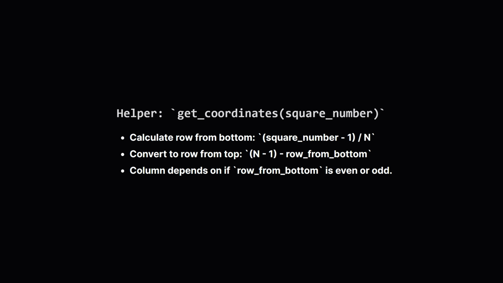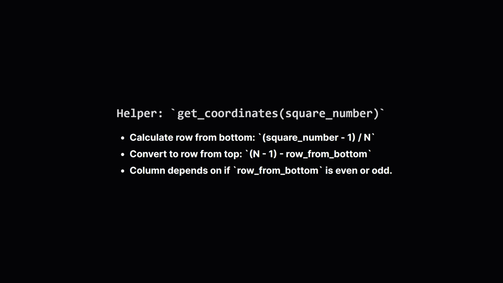Let's think conceptually about how this helper function, let's call it getCoordinates, would work. Imagine n is the number of columns or rows, since it's an n-by-n board. If we have a square number, first it's often easier to work with 0 indexed numbers, so we might think of it as square number - 1. To find the row, counting from the bottom up, we could divide this square number - 1 by n, let's call that the row from bottom. Then, to get the actual row index as programmers usually see it, from the top, starting at 0, we can subtract this row from bottom from n-1.